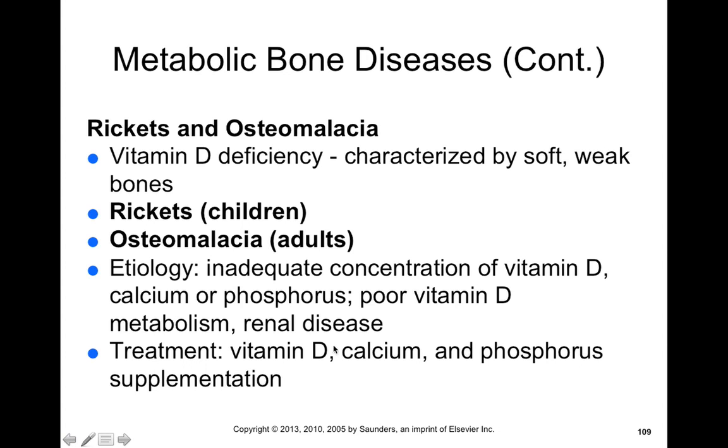You can also see this as a consequence of renal disease because the kidneys help to synthesize and release vitamin D, and if the kidneys are failing, then you can't help to absorb as much calcium. Now, it's treated with vitamin D supplementation, calcium and phosphorus supplementation, and if you can restore these nutrients, then you can help to reverse this type of bone disease.